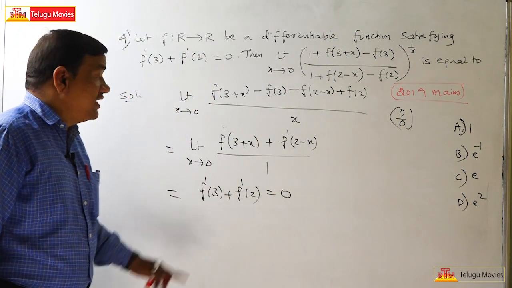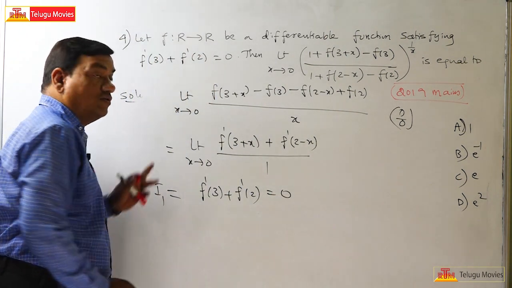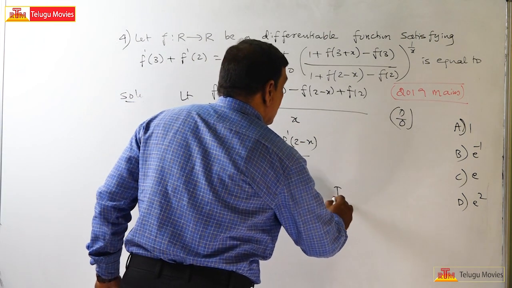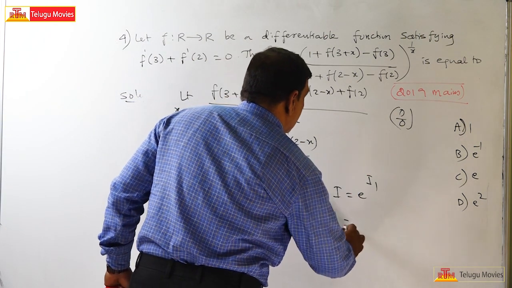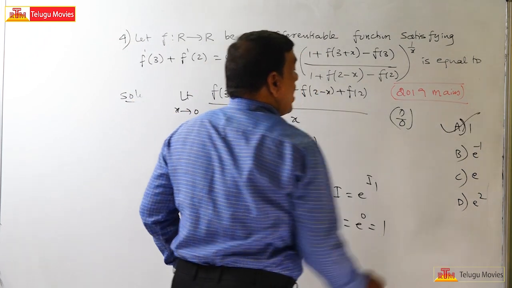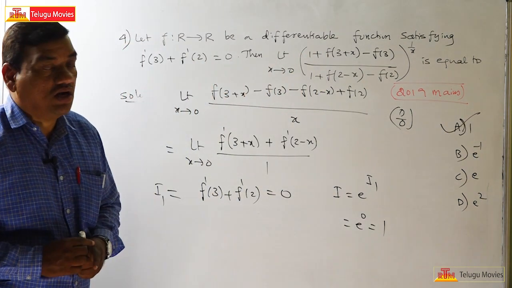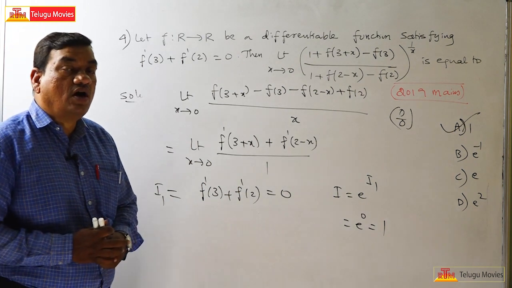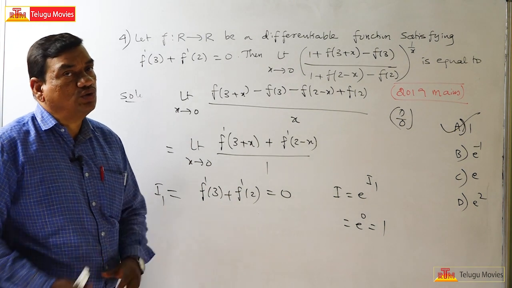Now let us see this. This is our I1 value. So our total value is e to the power of I1, just e power 0, and e power 0 is equal to 1. Therefore, option A is the correct answer. I hope that you enjoyed this problem. So let us move to the next problem.